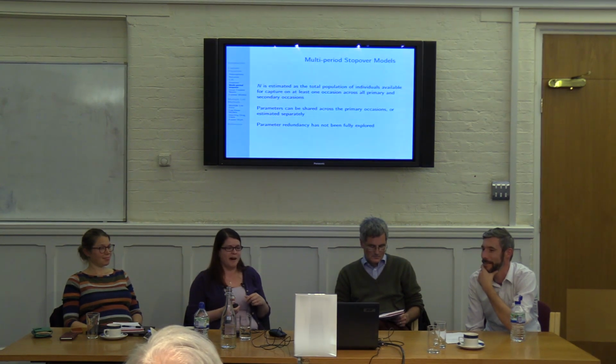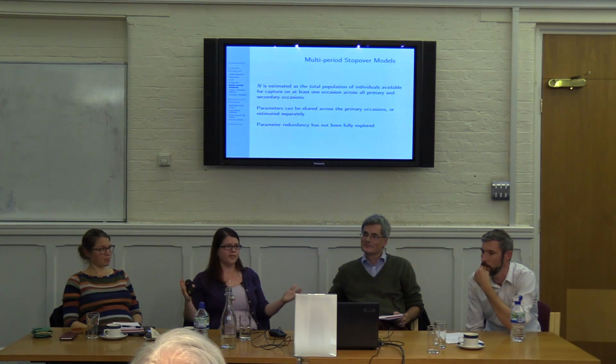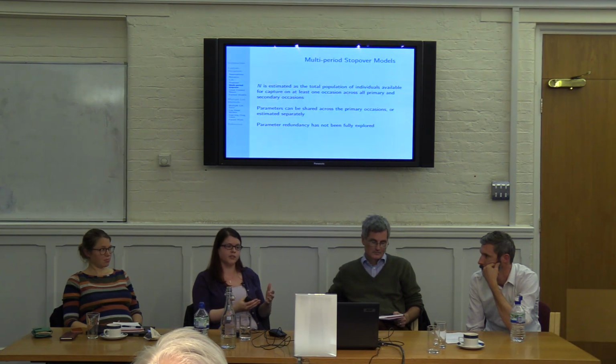So how do we actually go about fitting them? First of all, N this time is still the total abundance, but because we now have this much longer time that we're considering, N is all of the animals that may or may not have been captured but were available at least once during all of our years of study. Once we've fit the model, you can get at the yearly estimates of N, if that's what you're interested in, using your estimates for recruitment and survival. You can estimate N per year.